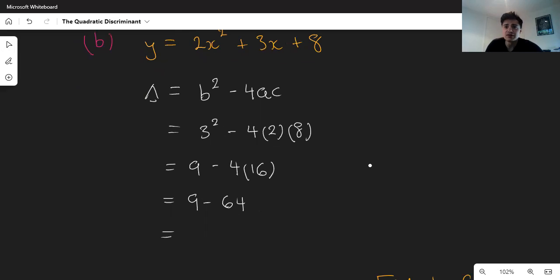And we can see that this is going to become a negative number, definitely. So 9 minus 64 gives us negative 55. What's important here is the fact that this is a negative number. So that tells us that the discriminant is less than 0. And that means there are no solutions, no x-intercepts, in other words. So it does not touch the x-axis, this quadratic equation, this parabola.